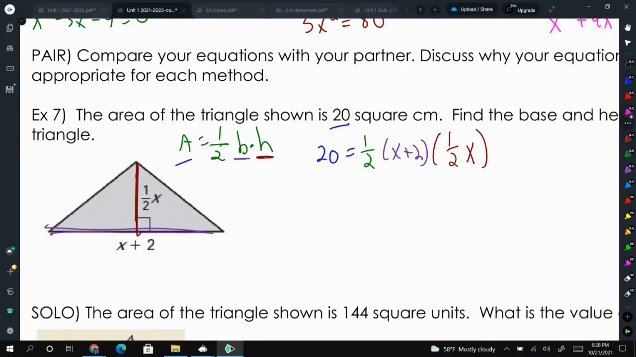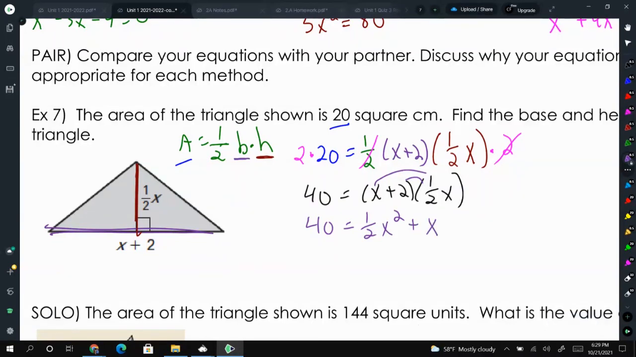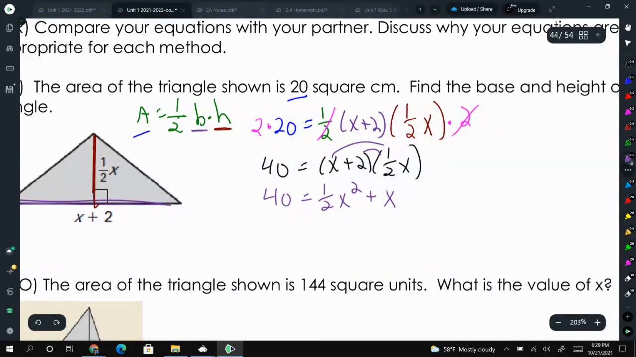Now, instead of distributing all this stuff right now, I'm going to multiply everything by 2. The reason for that is because this 1/2 and this 2 will cancel. So then we're left with 40 equals x plus 2 times 1/2 x. We can then distribute, and we get 40 equals 1/2 x squared plus x. Now, completing the square with this problem would not be efficient because our a value is not 1 and our b value isn't even. But factoring won't work either because our a value is a fraction. So what we can do is multiply everything by 2. When we do that, we get 80 equals x squared plus 2x.